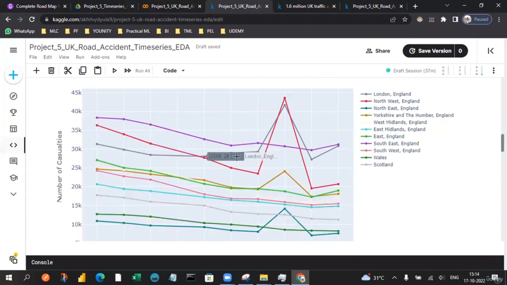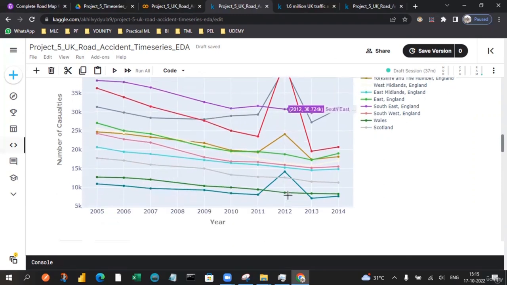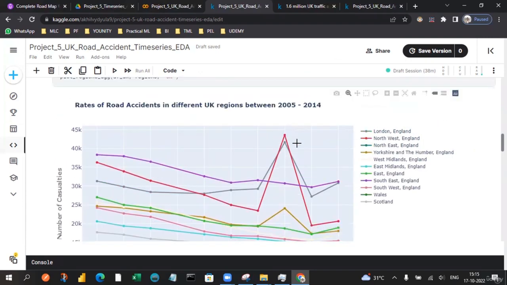By using this we arrive at conclusions. You can see London has very, very low values when compared to the others, like the northwest, and the pink color shows the southwest. When compared to these two, London is very low. In 2012 it is very peaked, right? In 2012 it is very peaked when compared to all the other values.